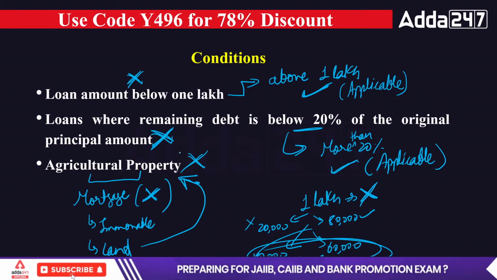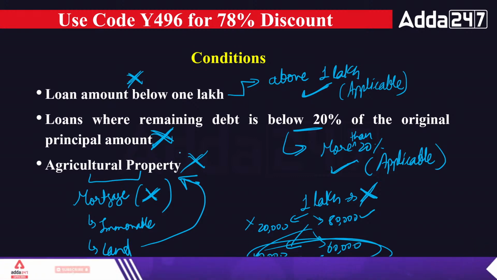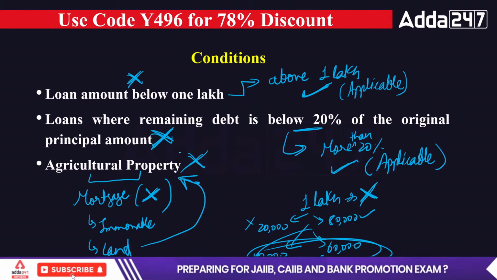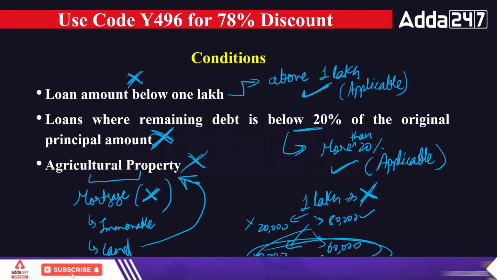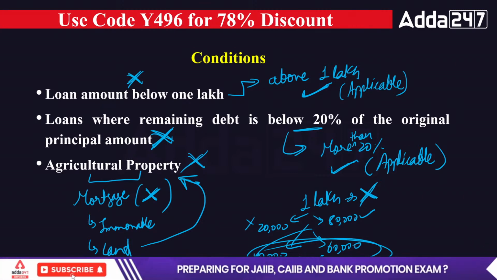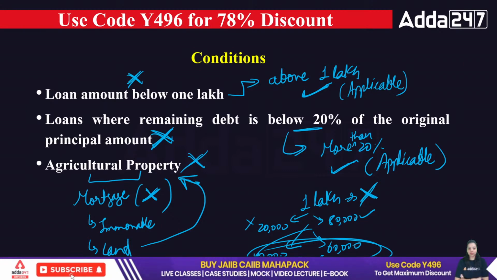Second, the remaining amount of the overall principal of the loan should be more than 20%. And agricultural property should not be there as a security. Agricultural land should not be there. So if you are giving a mortgage, the mortgage should not be agricultural land. Apart from that, any particular security you can give here. So these are the three conditions for applying the Sarfaesi Act on an NPA loan.